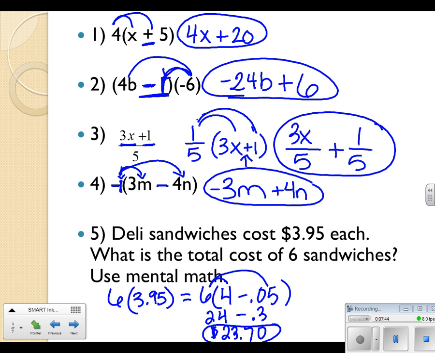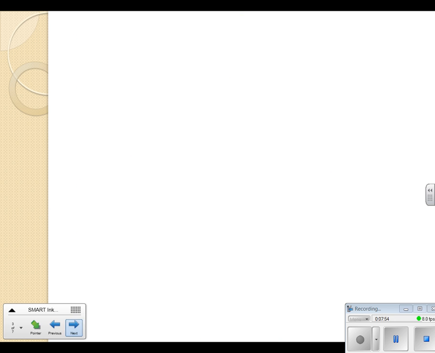So that's solving the problem using the distributive property. We didn't need to do that, but that would be demonstrating that property with a problem similar to that.